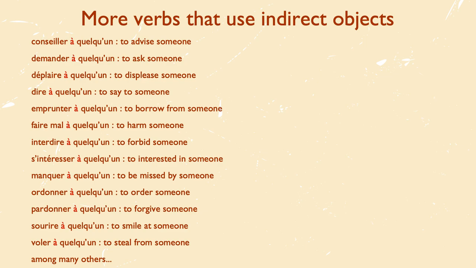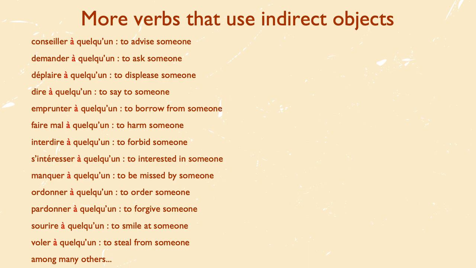Here are some more verbs that use indirect objects. Notice that in French they all have the preposition à, even though in English we may not use a preposition in that spot. So, conseiller à quelqu'un, demander à quelqu'un, déplaire, dire, emprunter, faire mal à, that's a useful one, interdire à, s'intéresser à, manquer à quelqu'un.